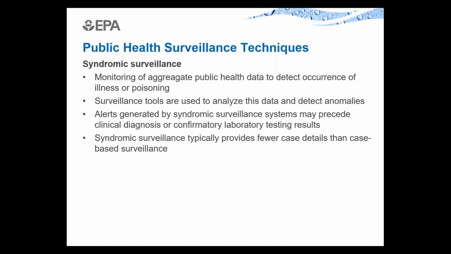Each of these approaches, case-based and syndromic surveillance, has its strengths and weaknesses, but when they're used in concert, they can truly complement one another. Syndromic surveillance may give you the earlier signal because it relies upon health-seeking behaviors that occur very early and are much easier to obtain and analyze in aggregate. Whereas case-based surveillance will provide the details that may be necessary to have confidence that you really do have an outbreak emerging.